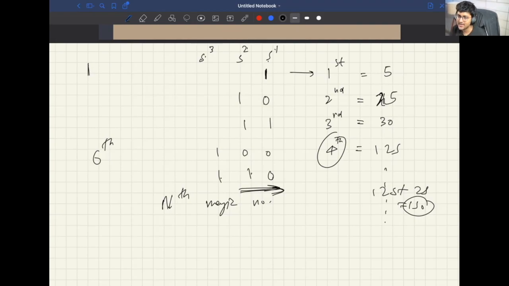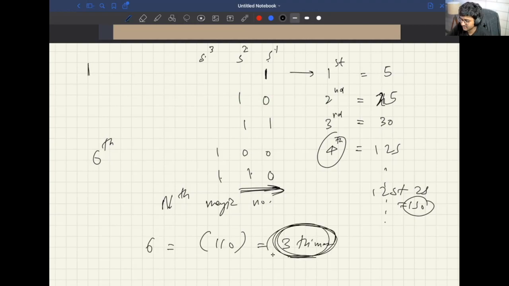Or can anyone tell me how many times my for loop will be running? If I'm given a number n and I'm iterating through every bit of that number, how many times will the for loop be running? Anyone? Number of bits per word. That is correct. So if 6 is basically equal to, let's say 110, we are running it 3 times. How did you know that this contains 3 bits?